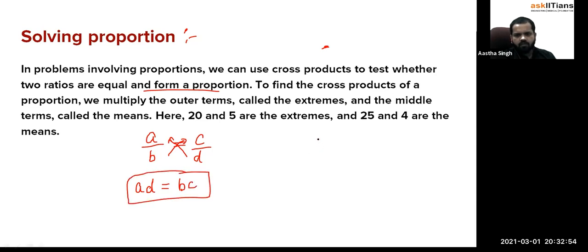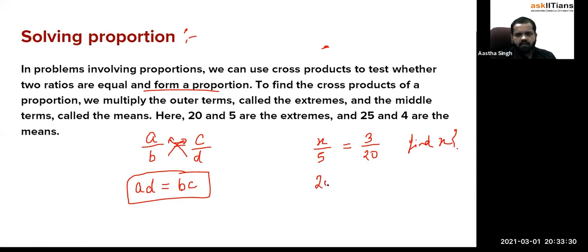For example, x upon 5 is equal to, let's say, 3 upon 20. Find the value of x. So how will you do it? Just cross multiply. Your 20 will go to x. The denominator of the RHS will go to the numerator of the first, and the denominator of the LHS will go to the numerator of the second.